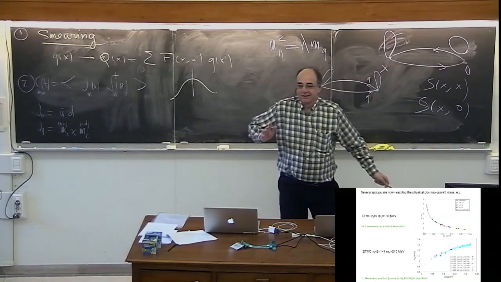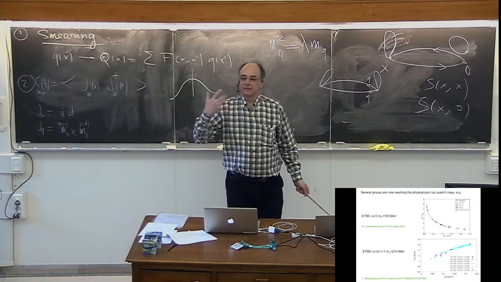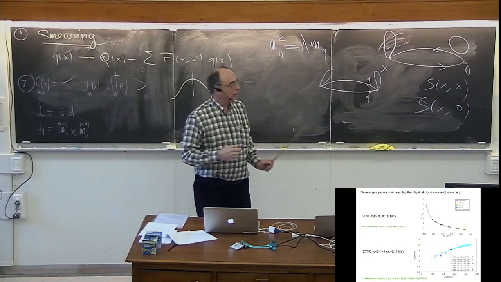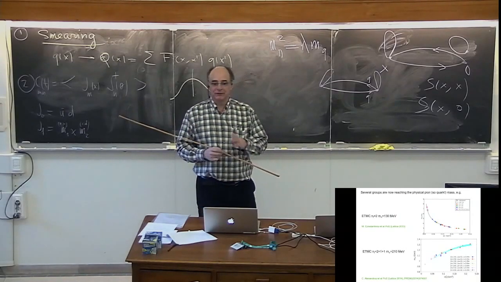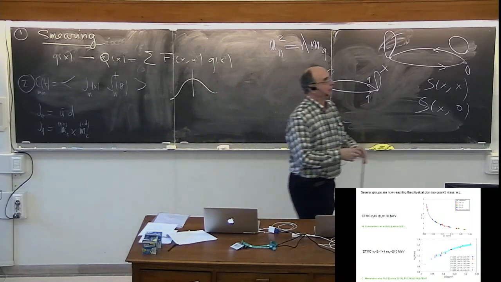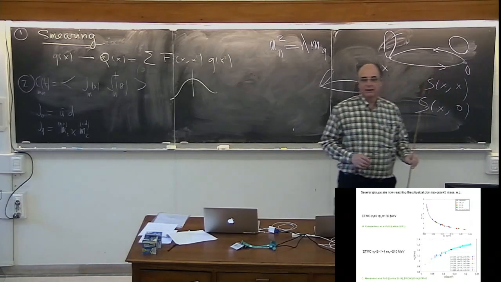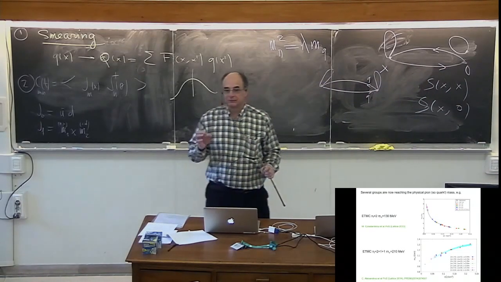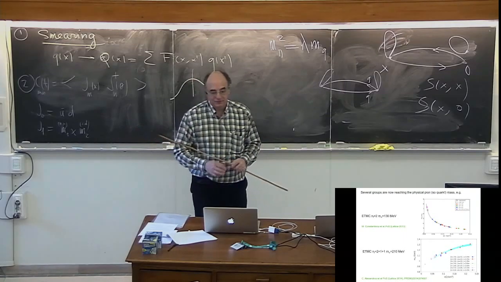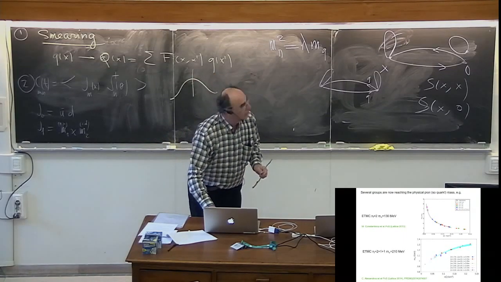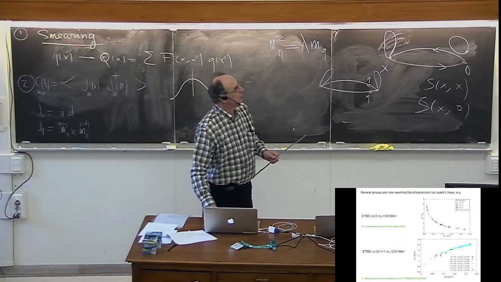So this is not only a game, because sometimes we want to compute the derivative at the physical point. If you want to compute the derivative, it's better to have one point after and one point before, and then you take the difference. So there are some quantities for which the derivative is essential.